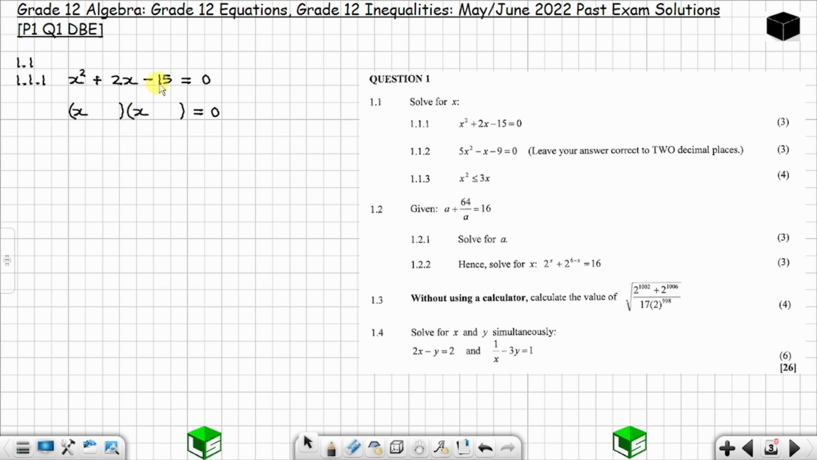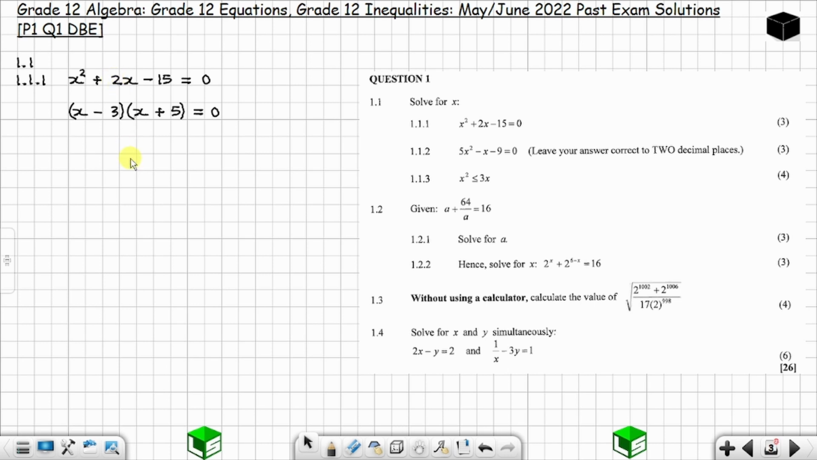Now you have to get two numbers. When you multiply those two numbers, you must get negative 15, and when you add those two numbers, you must get plus 2. So you can use 3 times 5. You know that 3 times 5 is 15, and from 3 and 5 you can get 2 when you say 5 minus 3. Now you need to get the middle term, which is plus 2, so you are going to have minus there, so that you can have 5 minus 3, and plus here. You know that 5 minus 3 will give you 2.